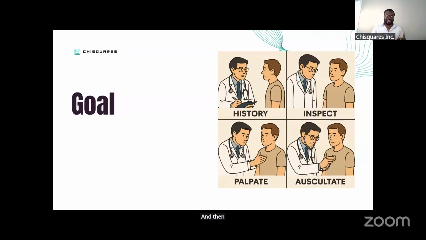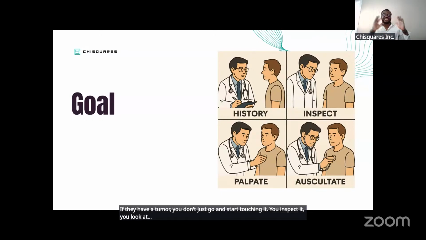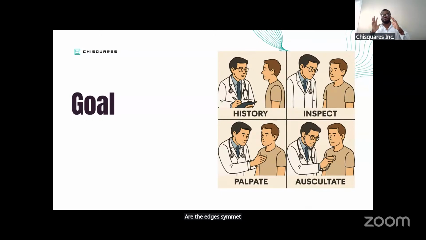And then after you take a history, if they have a tumor, you don't just go and start touching it. You inspect it. You look at whether the edges are symmetrical. Is it swelling more on one side or the other? Are there color changes on the surface? Is it textured? Those are things you can see by just inspecting. At this point, you're not touching the patient yet, right?